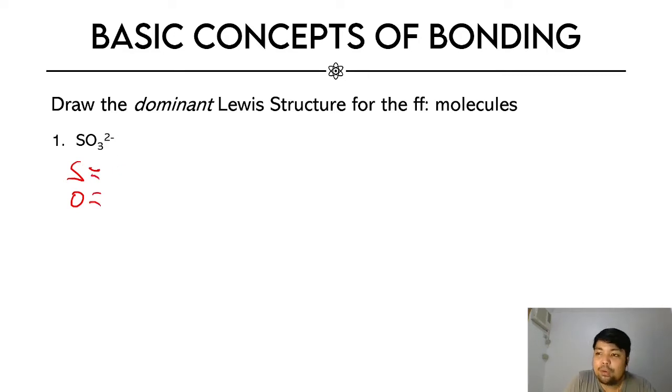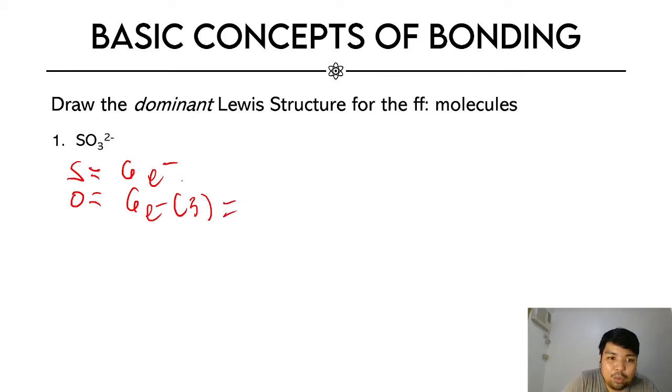if we go back to the part 1 of this video lecture series, sulfur belongs to group 6A, therefore it has 6 valence electrons. Oxygen, also the same group as sulfur, would also have 6 valence electrons. However, since there are 3 oxygen atoms in our molecule, you multiply that by 3, so we will have 18 valence electrons. So 18 plus 6, we have a total of 24 valence electrons.